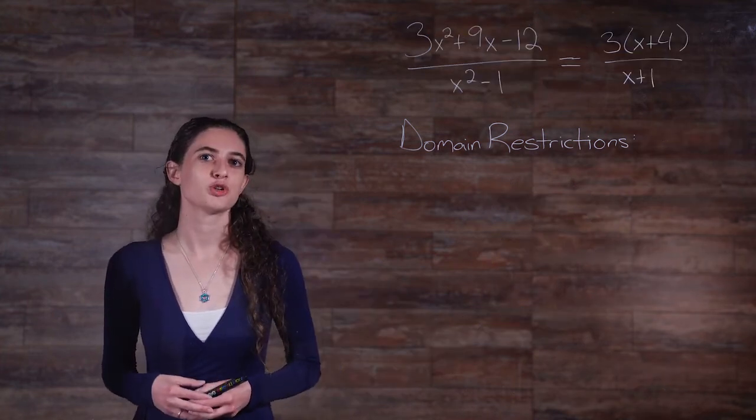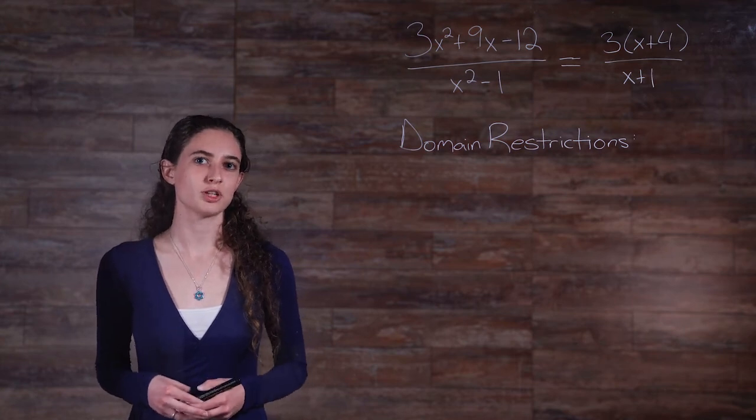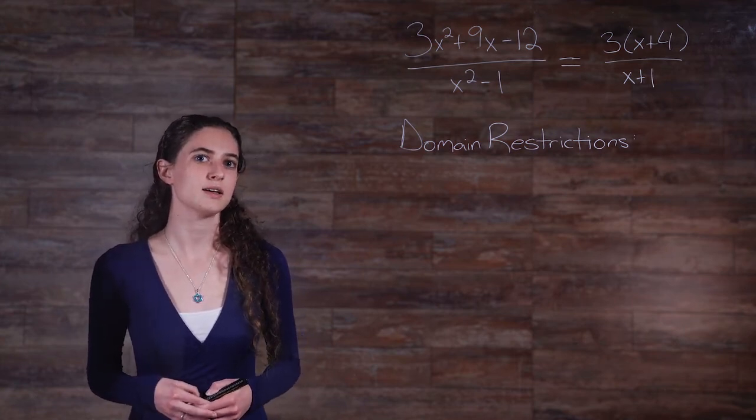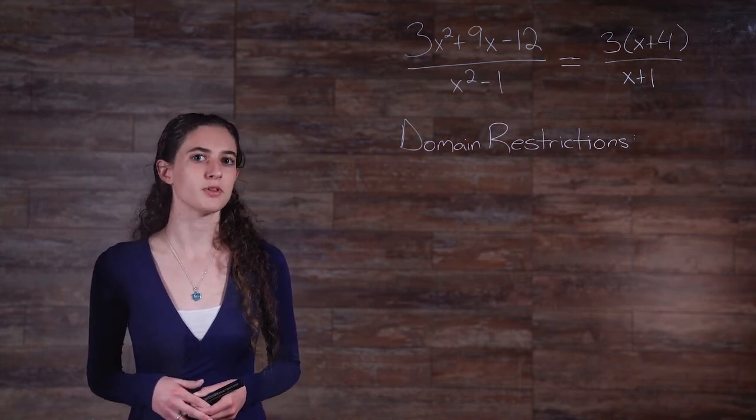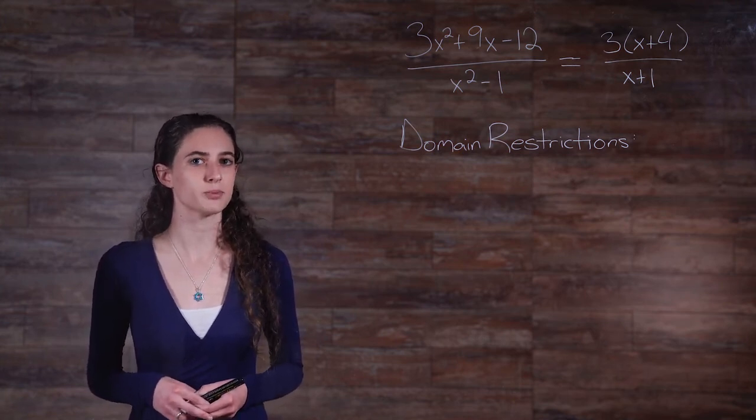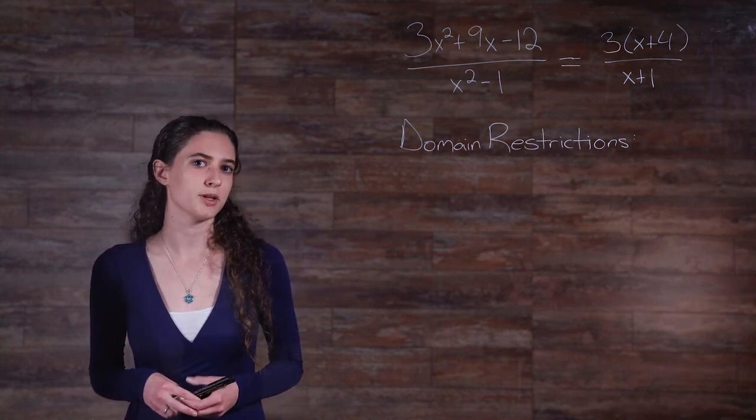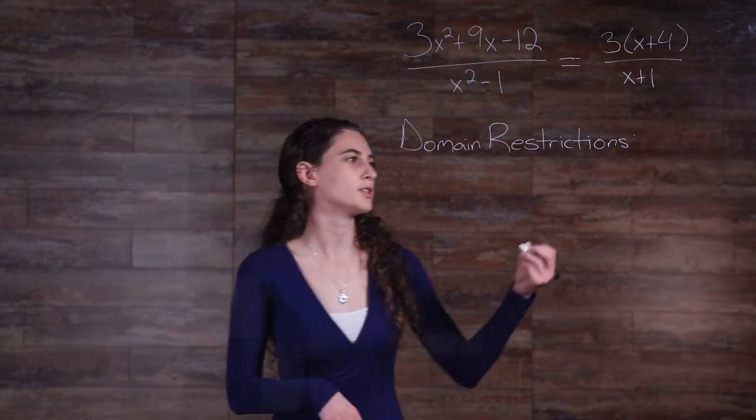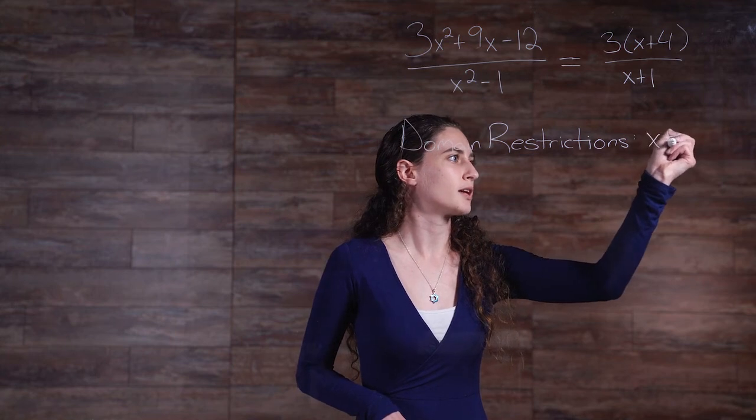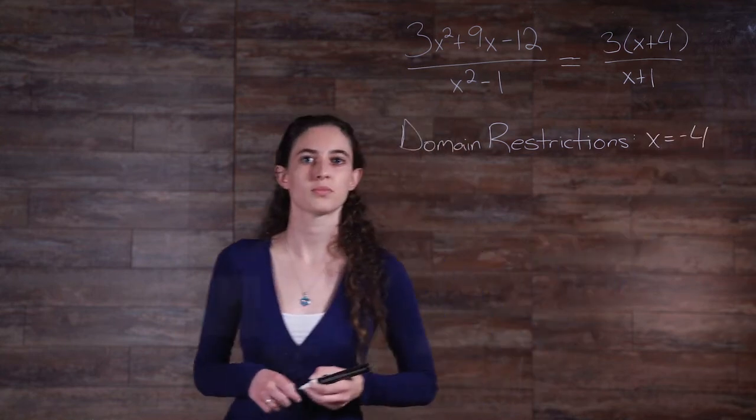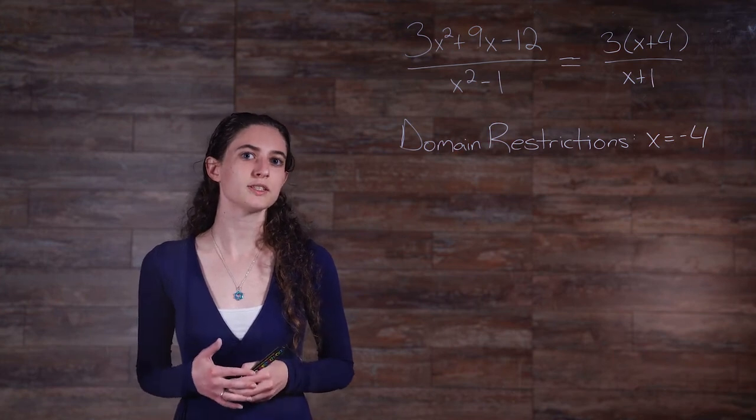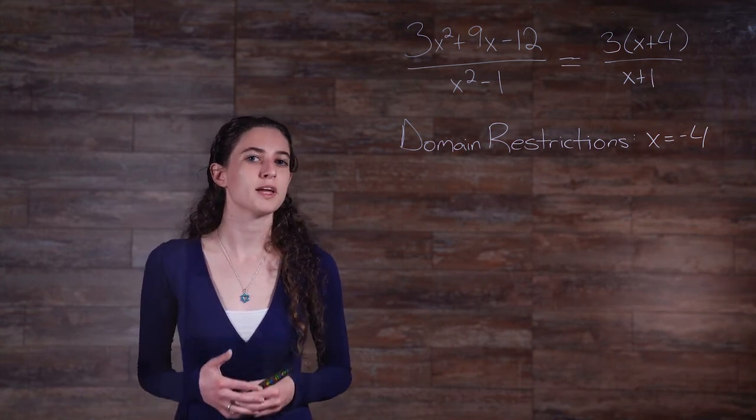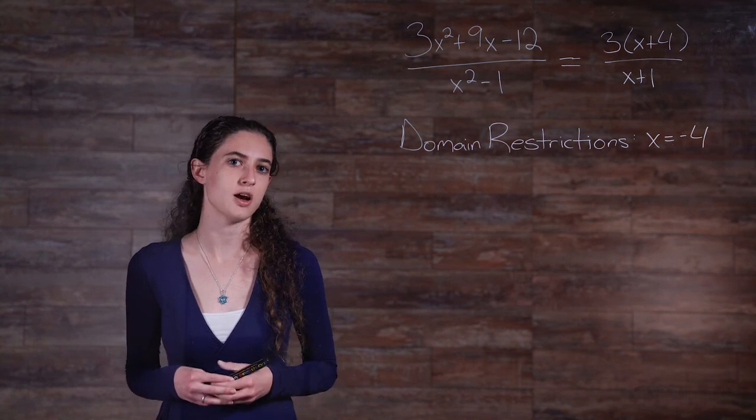Number 2, true or false? The rational expression 3x squared plus 9x minus 12 over x squared minus 1 simplifies to 3 times x plus 4 all over x plus 1 with domain restrictions of x equals negative 4. The correct answer is false. The expression is simplified correctly, but the domain restrictions are determined by the factored denominator.